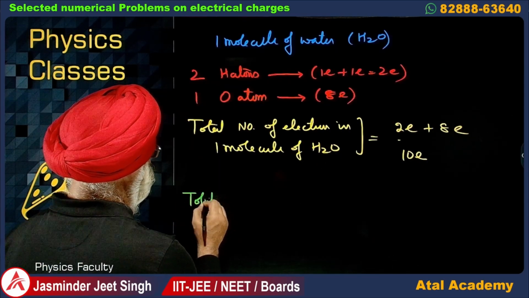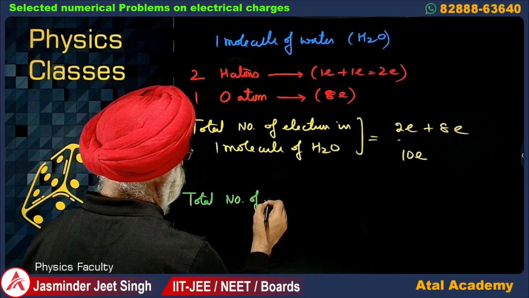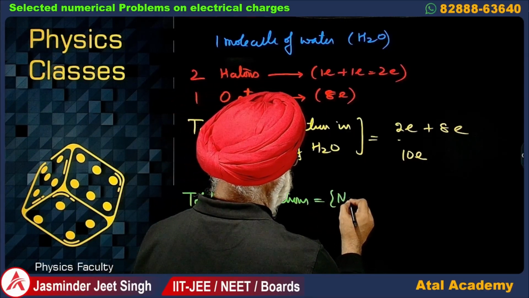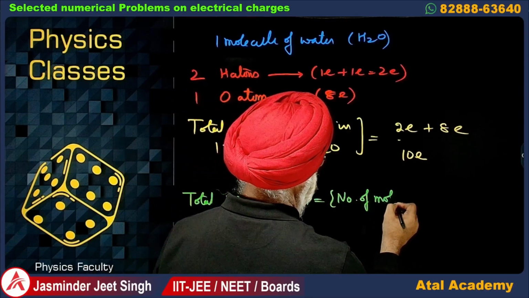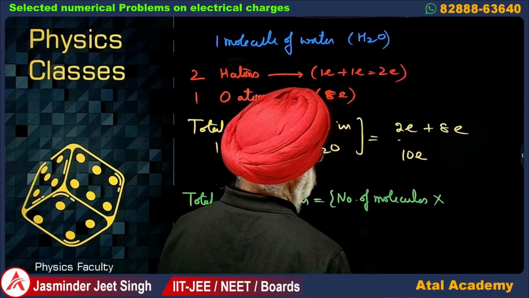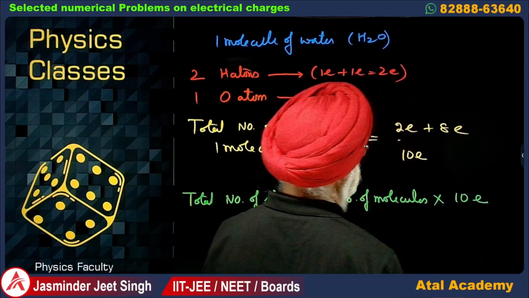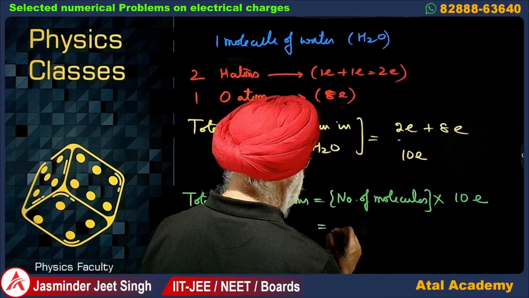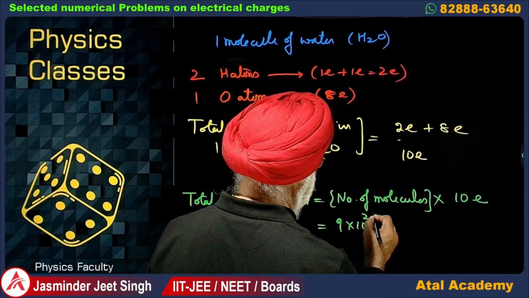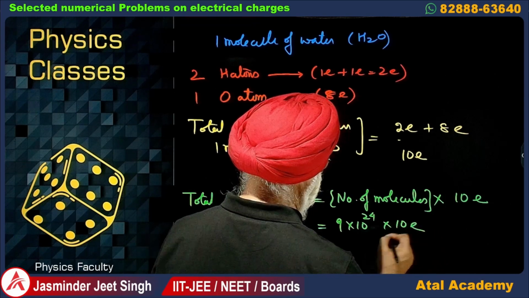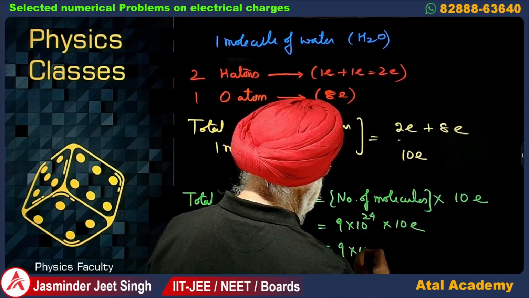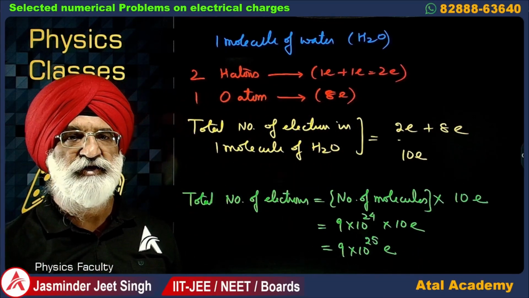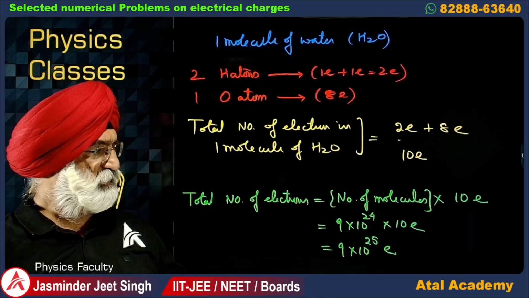Total number of electrons is equal to number of molecules into 10, that will be giving you the number of electrons. Number of molecules is 9 into 10 to the power of 24 into 10, and that will be equal to 9 into 10 to the power of 25 electrons. The total number of electrons which are present in 270 grams of water is 9 into 10 to the power of 25.